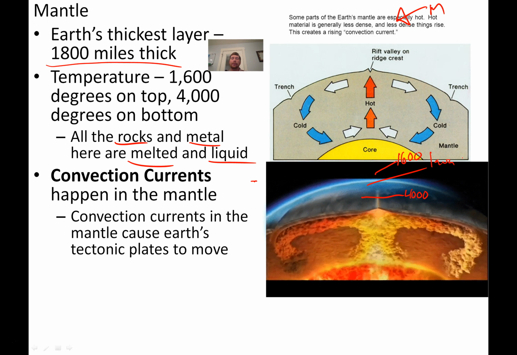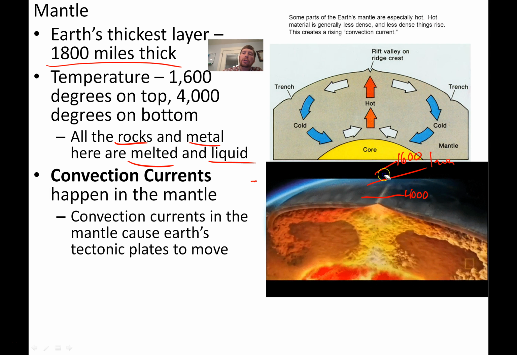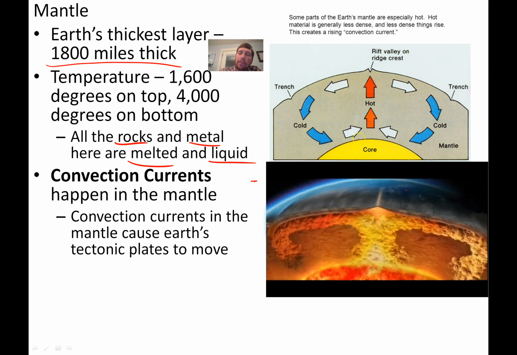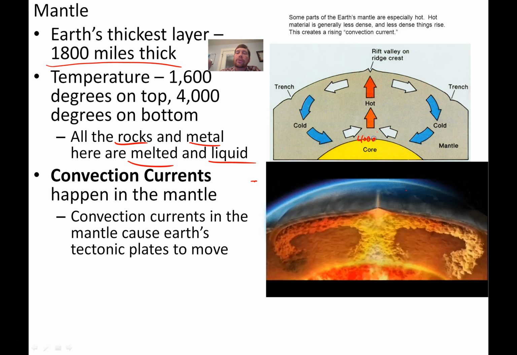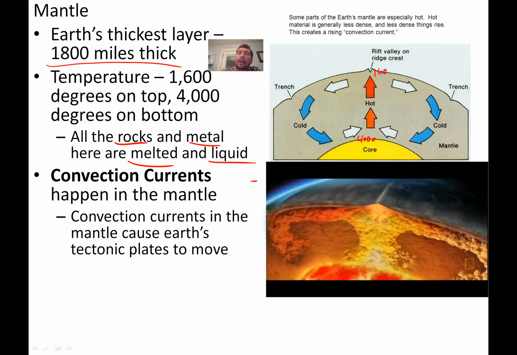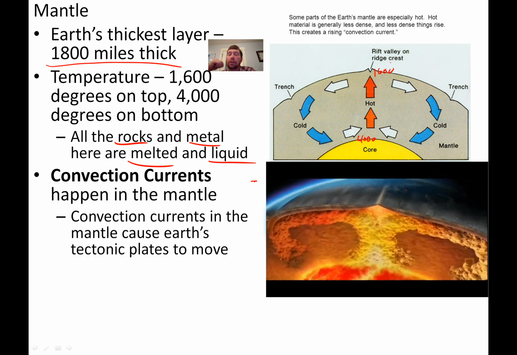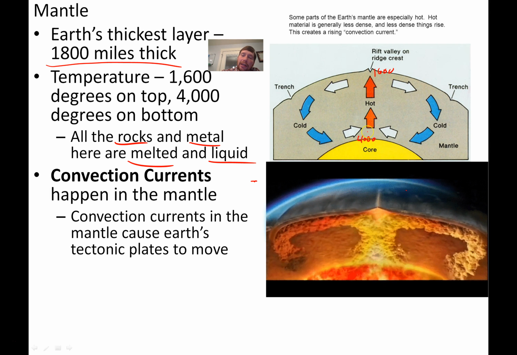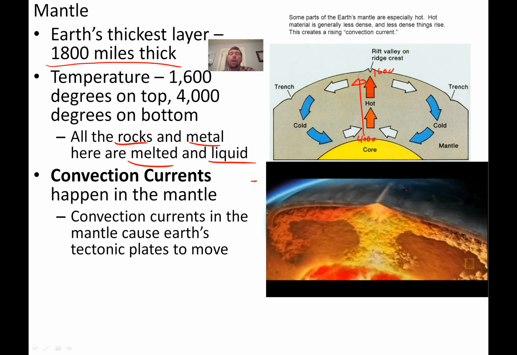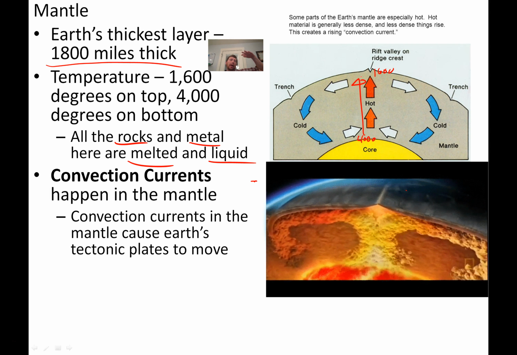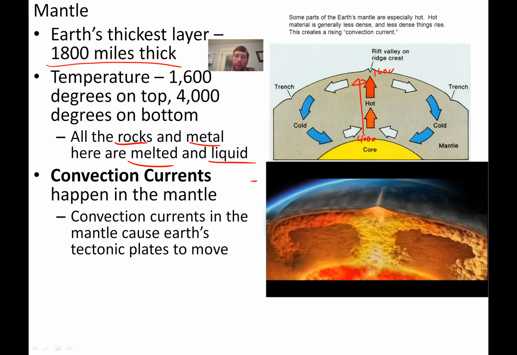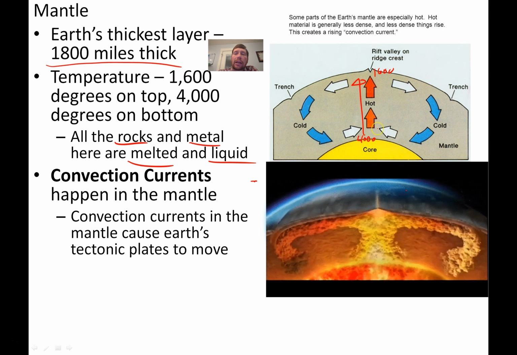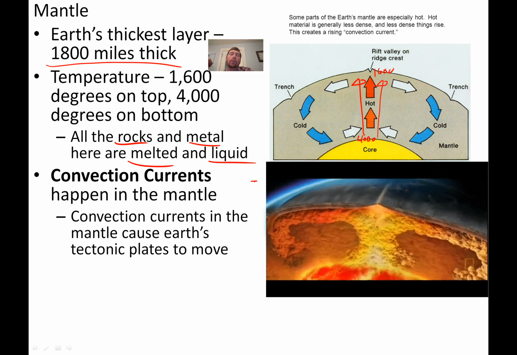Now, because of these differences in temperature, something unique happens in the mantle, and that is called a convection current, okay? As I mentioned, at the bottom of the mantle, the temperature is 4,000 degrees. At the top of the mantle, the temperature is 1,600 degrees. And so what happens in the mantle is the rock gets heated up, and when it gets heated up, it wants to go up, because when you heat something up, it wants to rise. This is entirely how hot air balloons work. So the parts of the mantle that are close to the core get heated up to 4,000 degrees. When they get heated up to 4,000 degrees, they rise towards the crust.